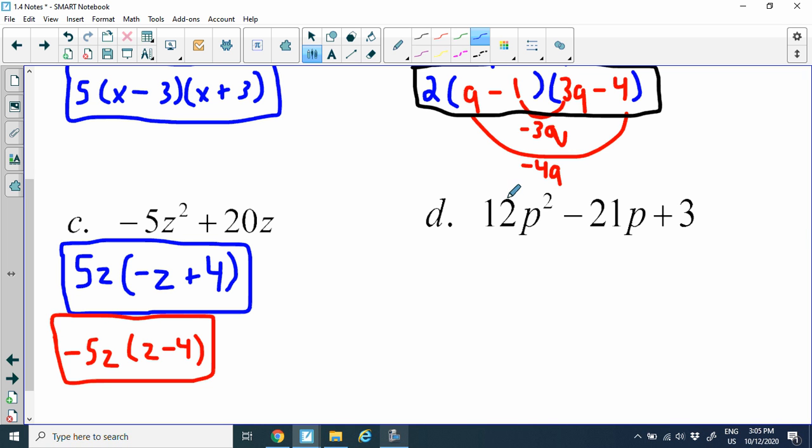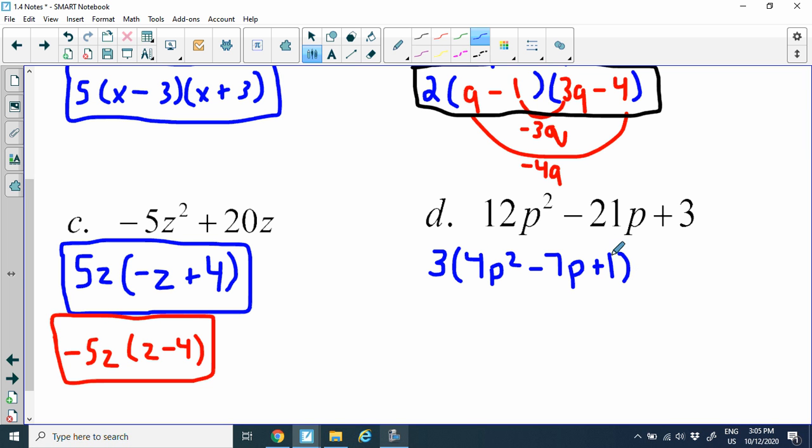So first of all, do these three terms have something in common we can take out? Yes, they have a 3. What about a variable? No, because the last term doesn't. So now I'm going to rewrite the expression. I do 12 divided by 3 to give me 4. And then 21 divided by 3 gives me 7. And that's a negative, so I get negative 7p. And 3 divided by 3 gives me 1.